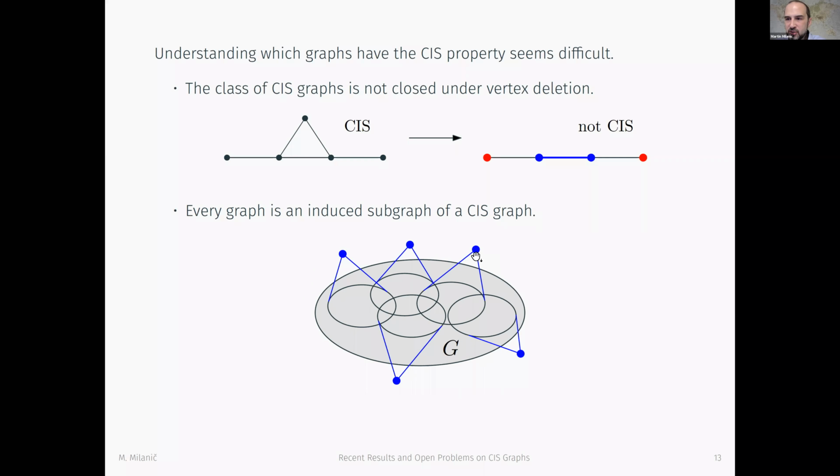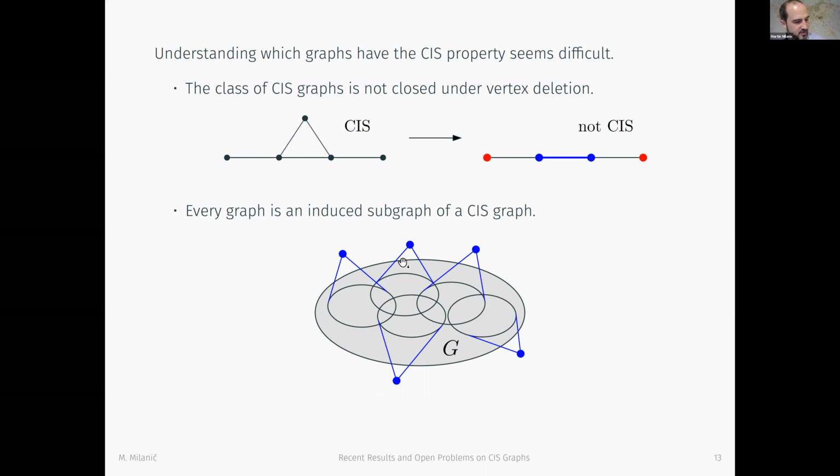With this simple construction, you take your favorite graph G, as ugly as you want it to be, and for every maximal clique of the graph, you introduce a new vertex and make it adjacent precisely to the vertices of that clique. You do this for all maximal cliques. The new graph will be CIS because now every maximal clique will be simplicial.